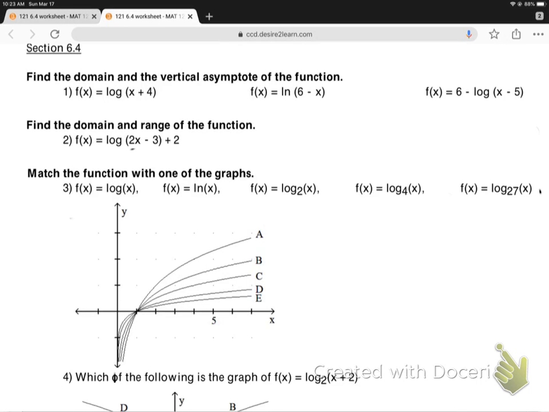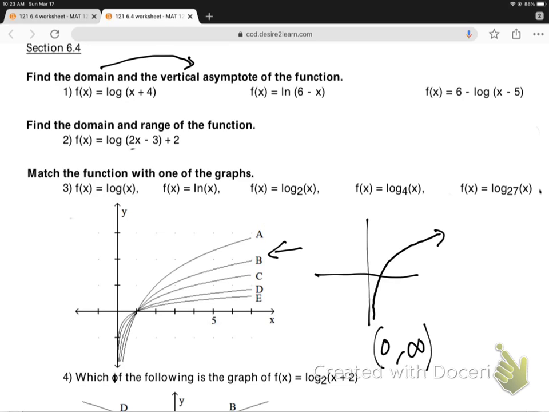Right, domain and vertical asymptotes. Okay, now these two go together, domains and vertical asymptotes, and the reason is that, let's take a look at a graph. Look at a regular log graph, which is basically any one of these. Can you see the domain is 0 to infinity? Right, and that's because the vertical asymptote is x equals 0.